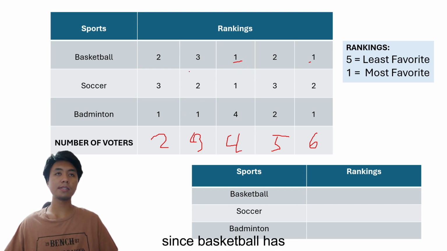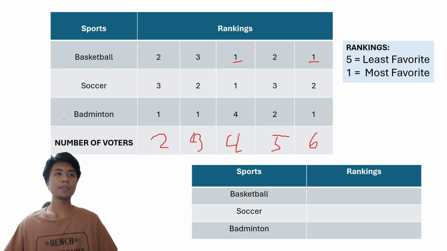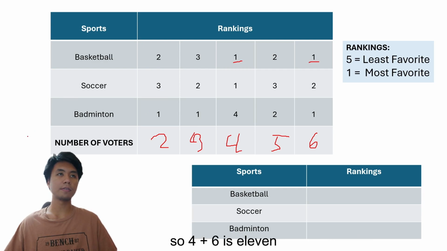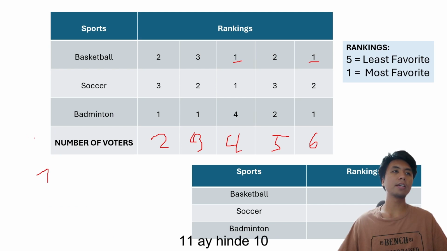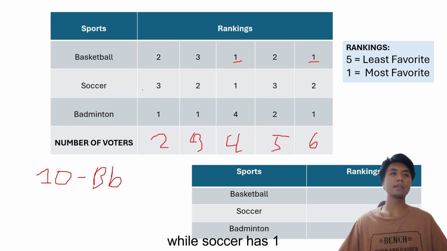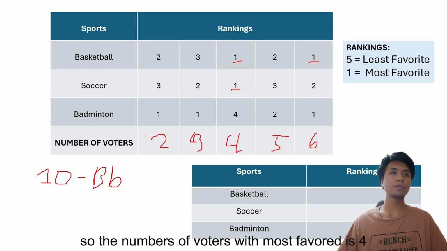Since basketball has number 1, which is most favorite by the voters, the numbers of voters that choose 1 is 4 and 6. So 4 plus 6 is 10. So basketball has 10 most favored by voters, while soccer has 1 most favored. So the numbers of voters with most favored is 4.